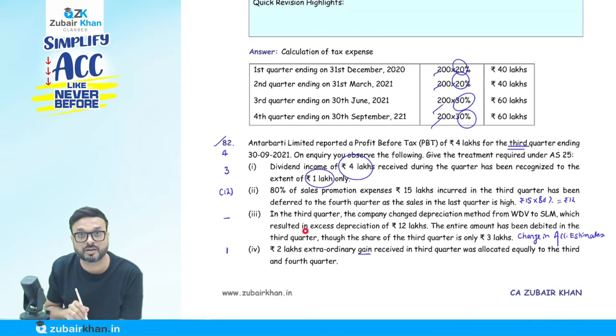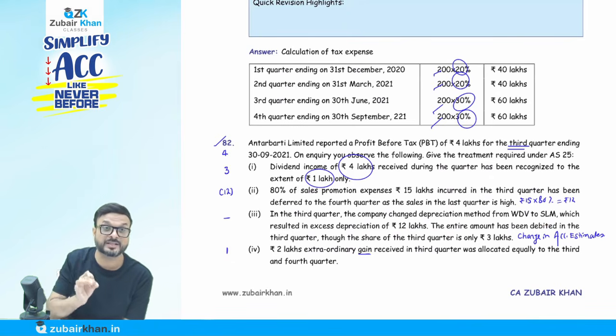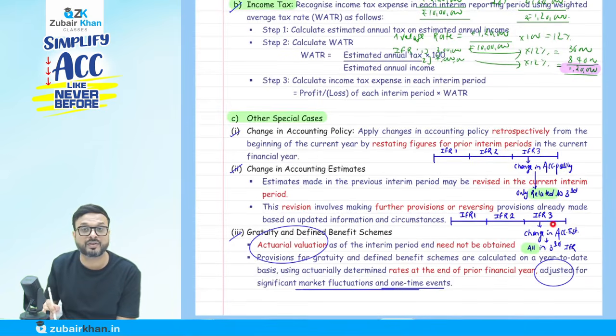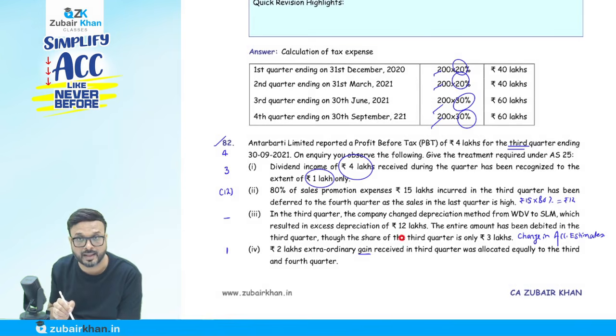Now they say in the third quarter, the company changed depreciation method from WDV to SLM. Remember, as per Accounting Standard 10, change in method of depreciation is a change in accounting estimate, not a change in accounting policy. So when I say it is a change in accounting estimate, all the effect we have to give in the third quarter only. Okay, so they say, which resulted in excess depreciation of rupees 12 lakh. The entire amount has been debited in the third quarter, though the share of the third quarter is only 3 lakh.